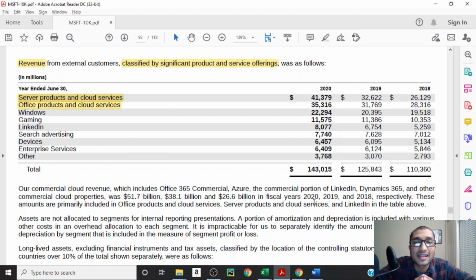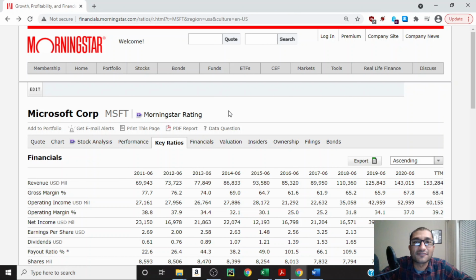Now that we have a good understanding of Microsoft's operating segments and its revenue breakdown, let's review the company's fundamentals by focusing on its key ratios. Now let's review Microsoft's key ratios. I'm on Morningstar looking at Microsoft Corp.